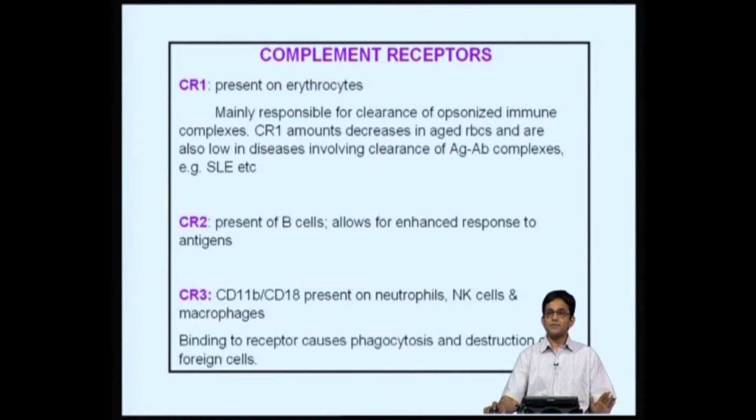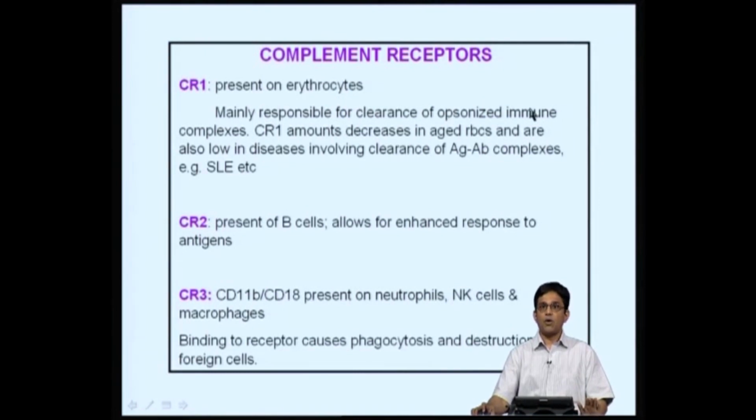Okay. Complement receptors are important over here. Perhaps the most important one is CR1, which is present on erythrocytes, where CR stands for complement receptor, and it is mainly responsible for clearance of opsonized immune complexes. CR1 amounts decrease in aged RBCs. So as RBCs get old, these amounts decrease, and they are also low in diseases involving clearance of antigen antibody complexes, for example systemic lupus erythematosus, and that is again something that will be discussed in the lecture on autoimmunity.